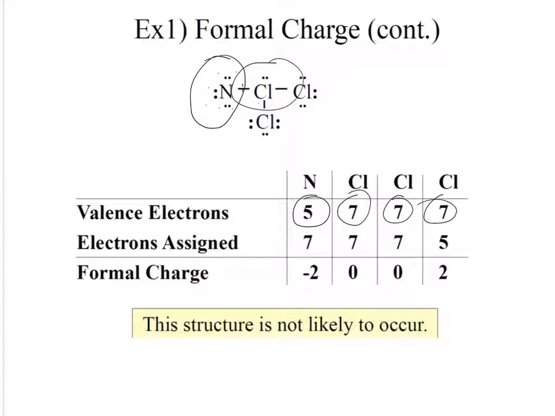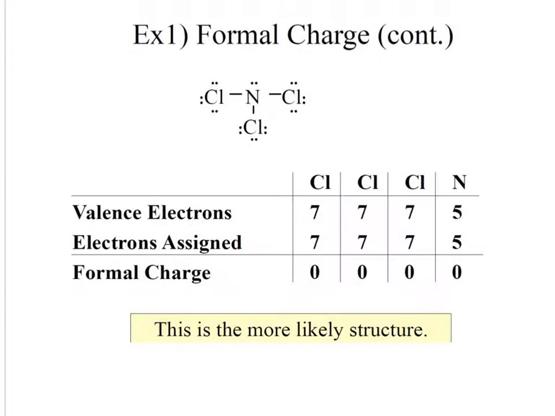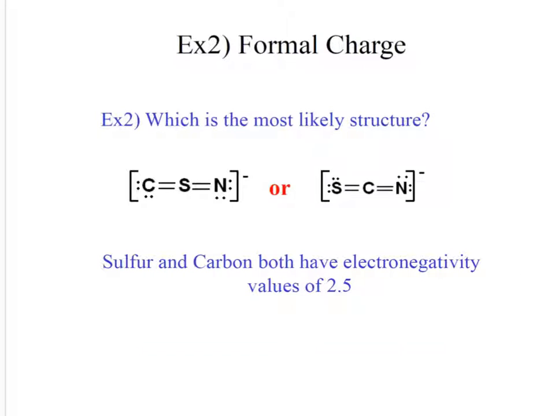Around this chlorine, there's 1, 2, 3, 4, 5. Around this chlorine, 1, 2, 3, 4, 5, 6, 7. Around this one, 1, 2, 3, 4, 5, 6, 7. So we've got this -2 charge on nitrogen, so this is a really bad structure. This one is better, so all our formal charges equal 0.